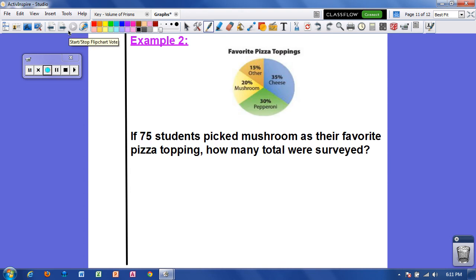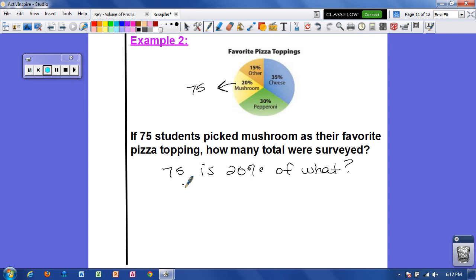Alright, example 2. It says if 75 students picked mushroom as their favorite pizza topping, how many total were surveyed? So we know that this entire thing represents 100%. Mushroom is 20%. So we have 75 students. 75 students represents 20%. But we want to know the entire amount of students who were surveyed. So 75 is 20% of what number? 75 is 20% of what?